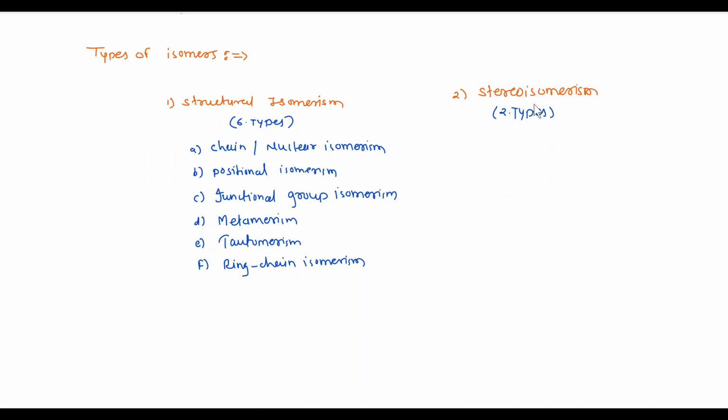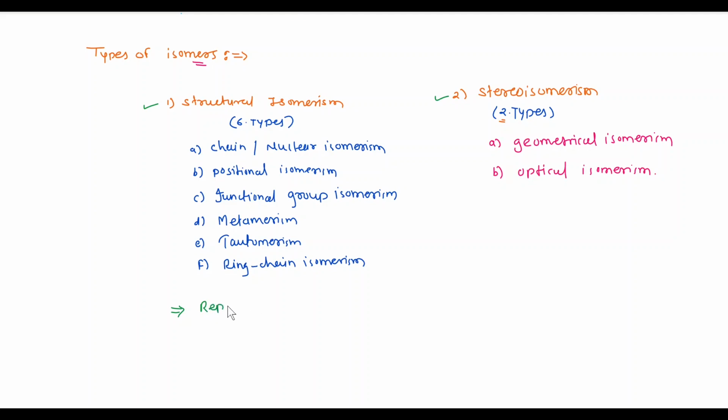Stereoisomerism is further divided into 2 types. The first is geometrical isomerism and the second is optical isomerism. This is all about the classification of isomerism. From this, we get a clear idea about isomerism. The first one is structural and the second one is stereoisomerism.